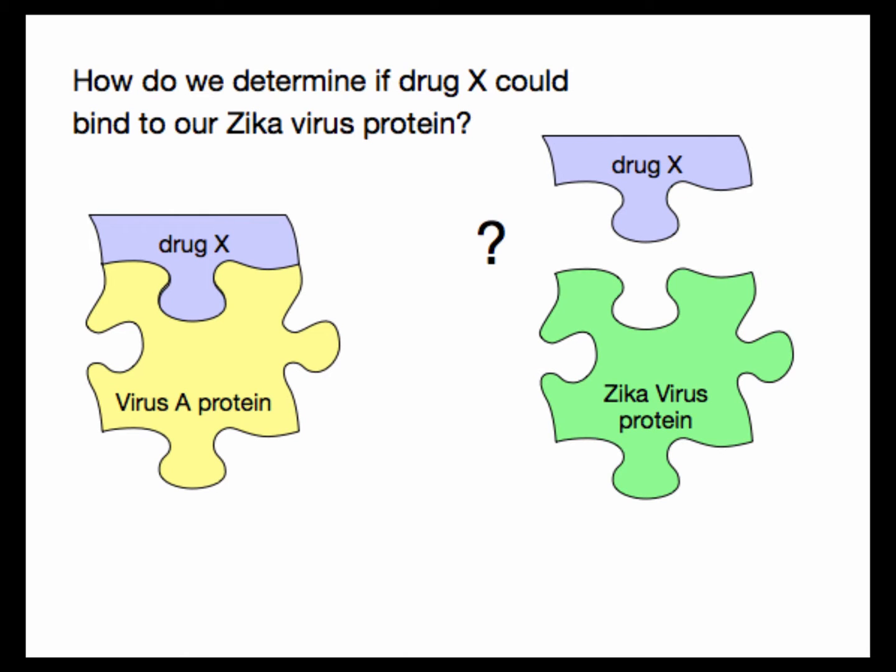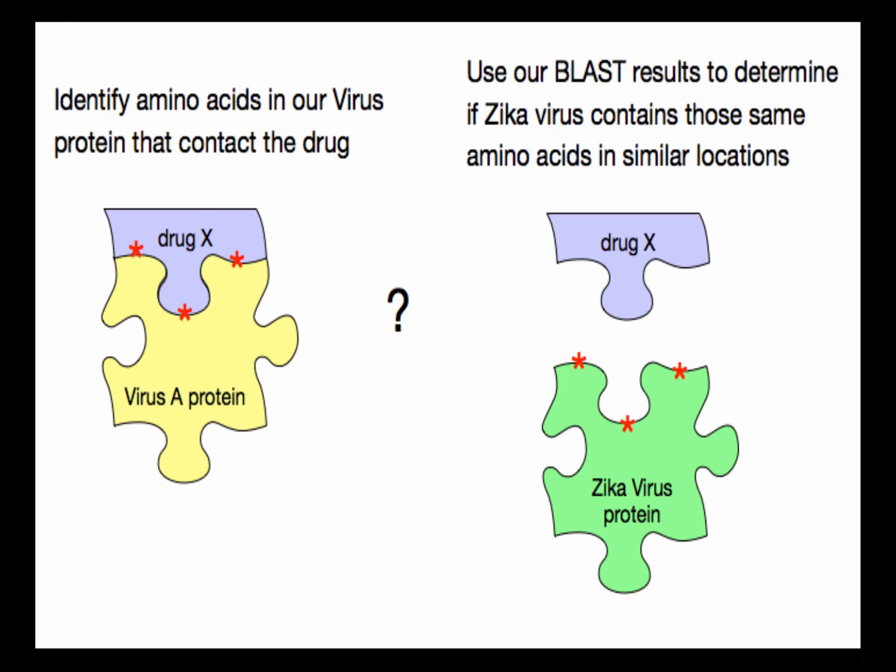Next, we need to find out if the drug that inhibits virus A will also bind to our Zika virus protein. To do that, we will identify the amino acids that contact Drug X, and we'll use our sequence alignment from BLAST to determine if the Zika virus protein contacts these amino acids at similar locations. Let's begin. First, we use BLAST to identify potential drugs bound to viral proteins.